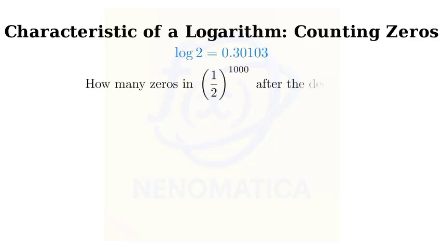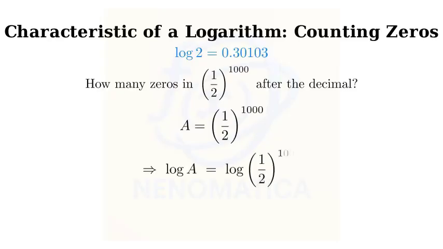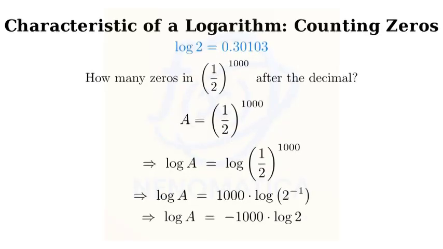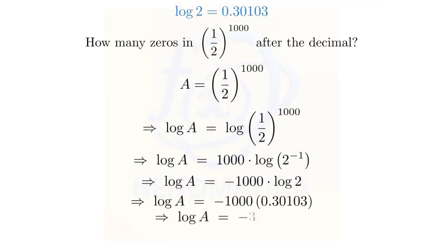In this example, we will use the characteristic of a common logarithm to count zeros after the decimal point. Here is the problem. If log base 10 of 2 equals 0.30103, how many zeros appear between the decimal point and the first non-zero digit in (1/2) to the 1000? Let capital A equal (1/2) to the 1000. Take the common logarithm of both sides. Use the power rule and the reciprocal rule for logarithms. Substitute the given value of log 2 and multiply.